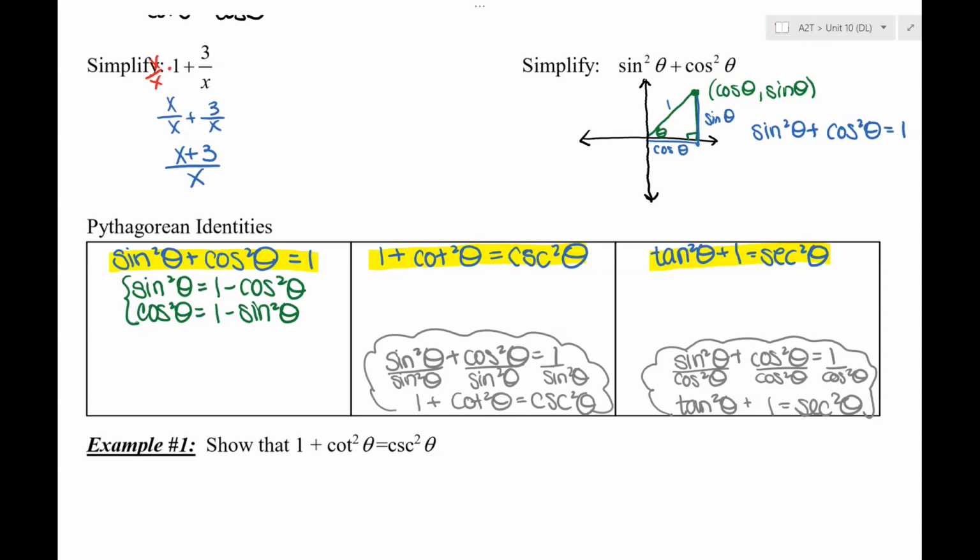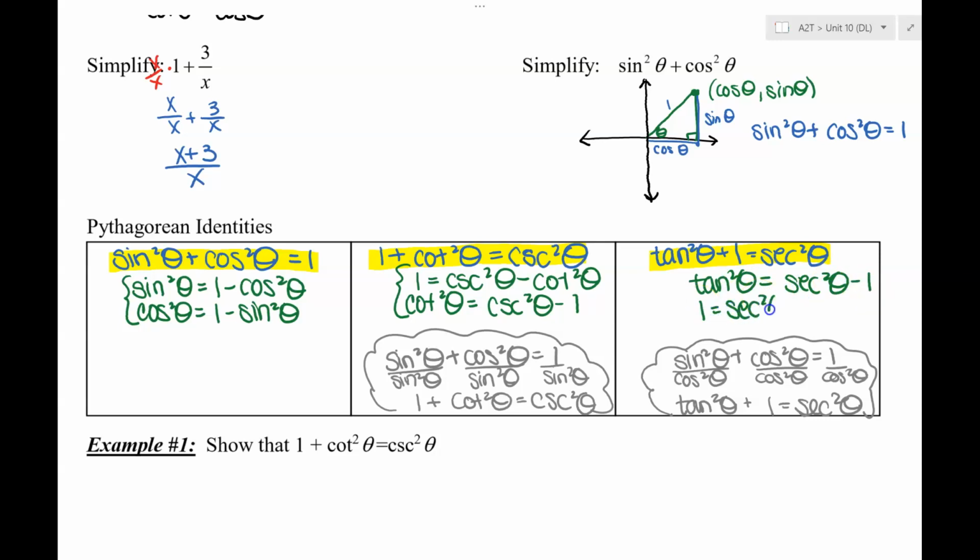And the reason that this is important is because as we get into verifying identities or proving one side of an equation looks like the other, you may need to use some of these variations. Okay, so we could also say that 1 is equal to cosecant squared theta minus cotangent squared theta. We could say that cotangent squared theta is equal to cosecant squared theta minus 1. These are the different variations. You could say tangent squared theta is equal to secant squared theta minus 1, or 1 is equal to secant squared theta minus tangent squared theta.